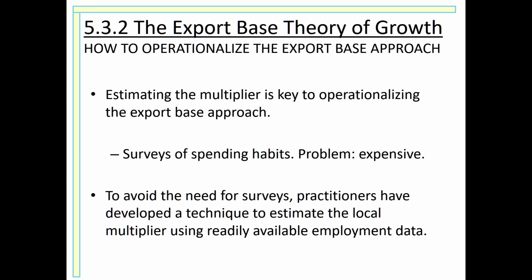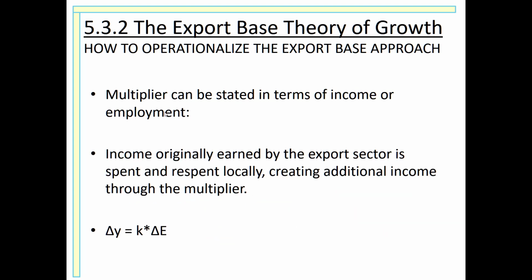To avoid the need for surveys, practitioners have developed a technique to estimate the local multiplier using readily available employment data. We all saw already how to get employment data in our previous homeworks. We are going to get employment data again, but this time to estimate the multiplier. Let's see how that goes. The reasoning is going to be based on the following: that the multiplier can be stated in terms of income or employment.